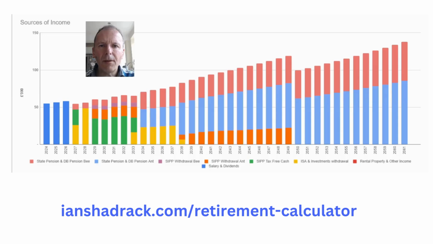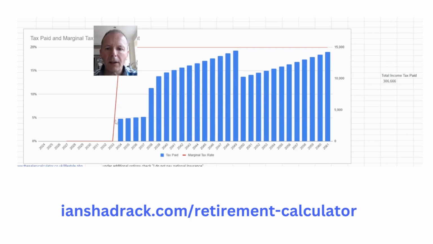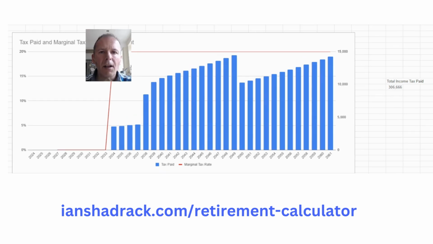So now we've used flexible access drawdown, we've accelerated the tax-free cash in green. So now we're paying a lot less tax in the early years. The only income tax being paid is the result of a combination of defined benefit and state pensions. And total income tax paid over the lifetime of the model has fallen from £319,000 to £307,000.